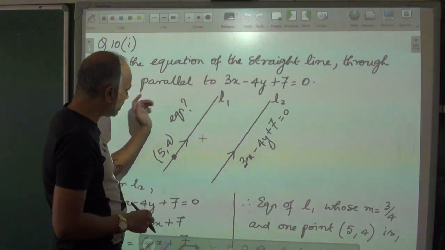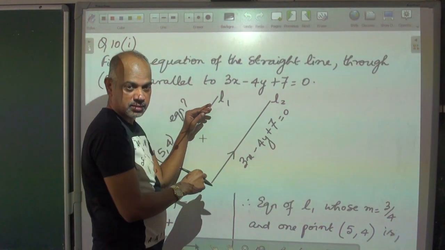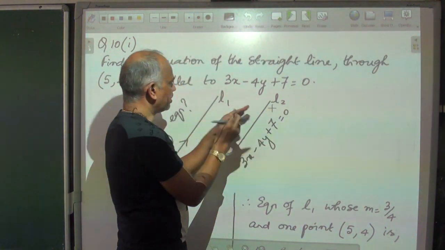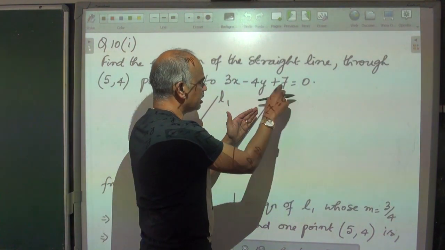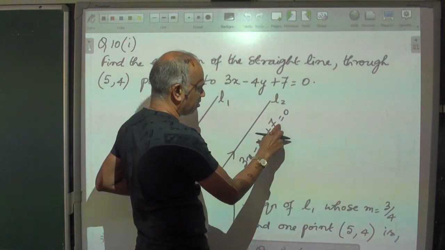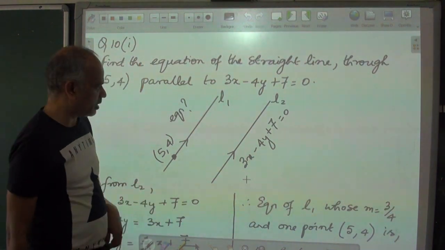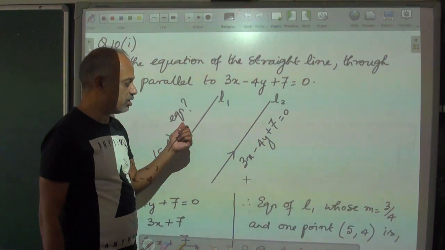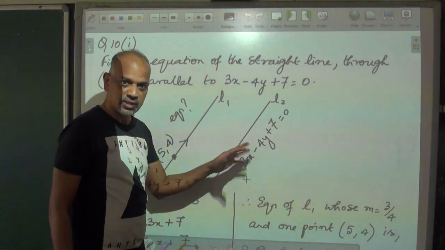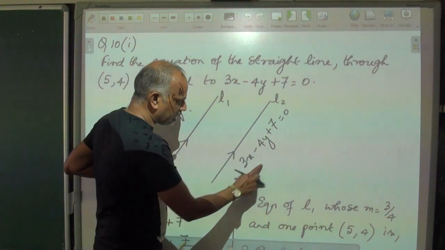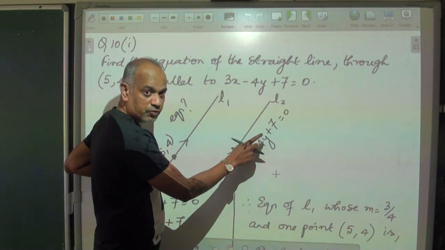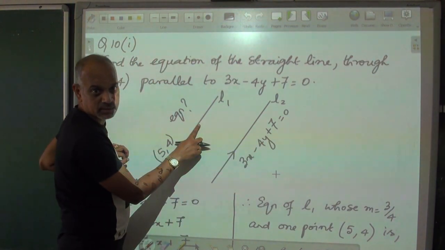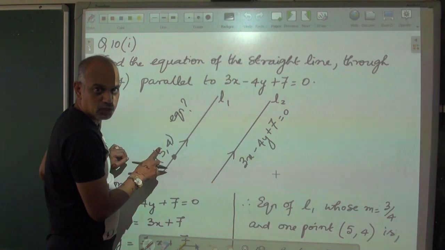And this line is also parallel to another line. Line 1 is parallel to line 2. For the other line, you know the equation. The equation is this: 3x minus 4y plus 7 is equal to 0. Previously also you had seen, in the previous case, you didn't have to find the equation, you had to find the slope. Procedure is the same. Because you know the equation of the second line, from this you find its slope. If you know the slope of this line, you will know the slope of this line. Using the slope and one point, you find its equation.